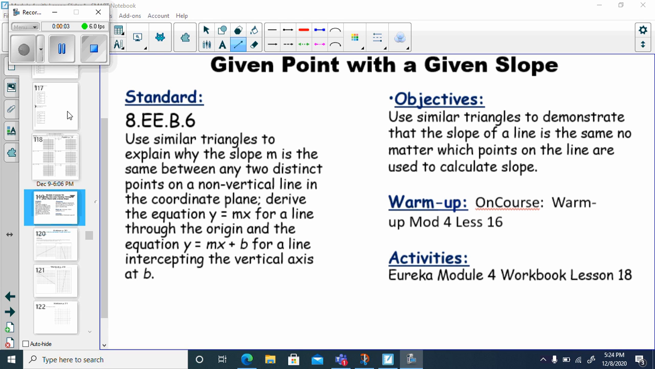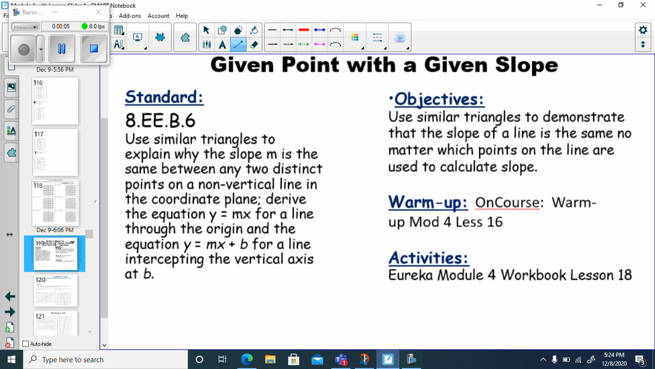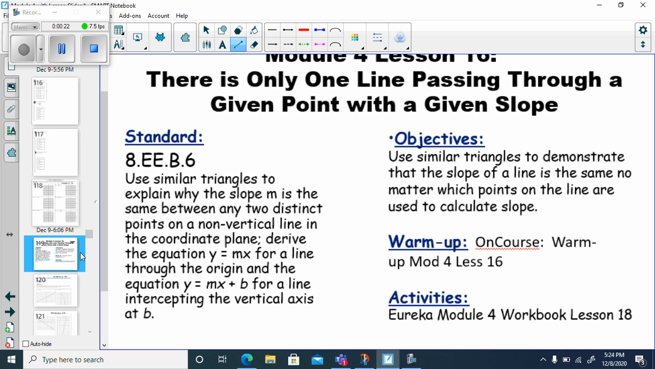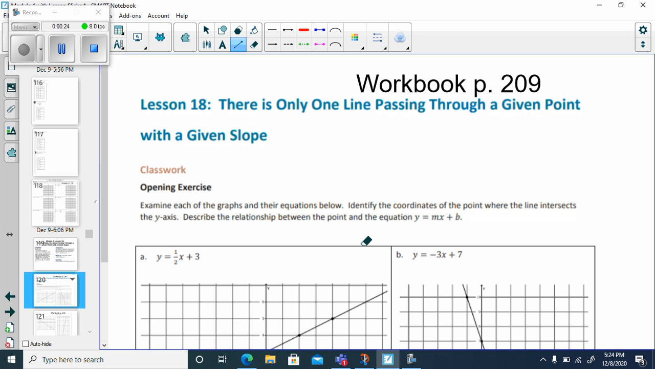This is Module 4. Module 4, Lesson 16. There's only one line passing through a given point with a given slope. Here we're going to use similar triangles to demonstrate that the slope of the line is the same no matter which points on the line are used to calculate slope. And we're going to graph some of these lines just like we have been doing.